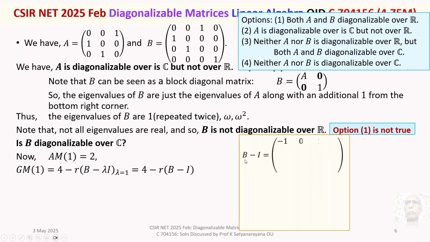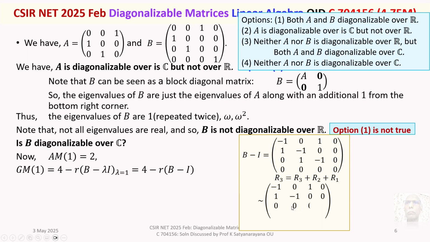So we take B minus I, this is B here. Minus I means along the diagonal we subtract 1, so 1 minus 1 is 0. This is 0, this is 0. That is B minus I. So what you do is you write R3 as R3 plus R2 plus R1. If you add and write it at the third row, this is again 0, 0, 0, 0. Now the first 2 rows are linearly independent. It's very easy to see. So the rank of B minus I is 2.